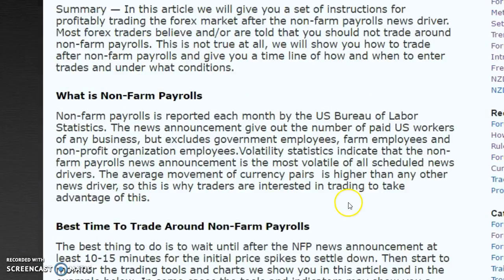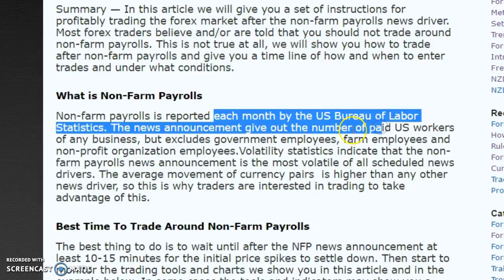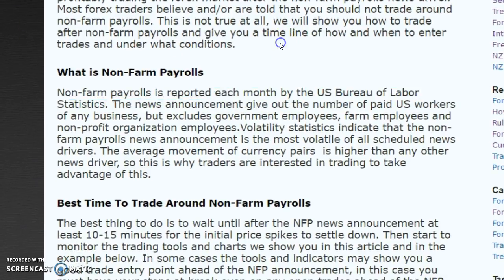Remember that the non-farm payrolls news driver occurs once a month, and it tells you the number of paid workers in the United States, outside of government and farm employees. If the number is high, generally speaking, the USD can rise or fall. But I'm going to tell you right now that the non-farm payrolls news driver can affect all 28 pairs we trade. You can get buy and sell signals for all 28 pairs after non-farm payrolls, not just the US dollar pairs.